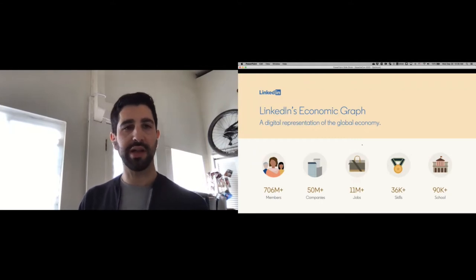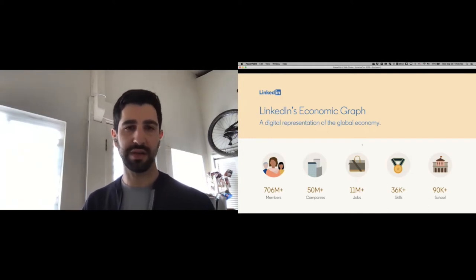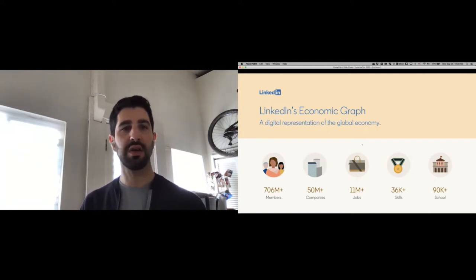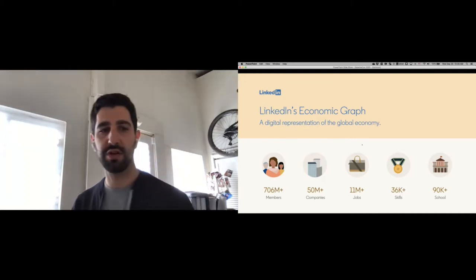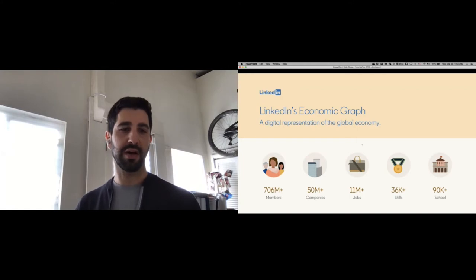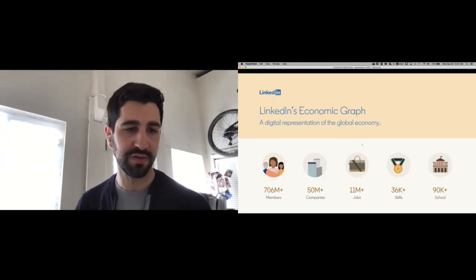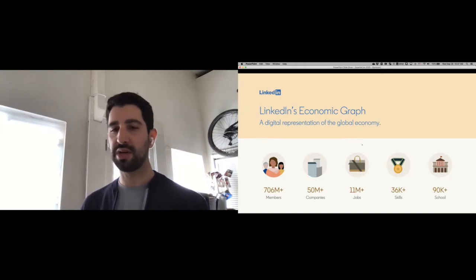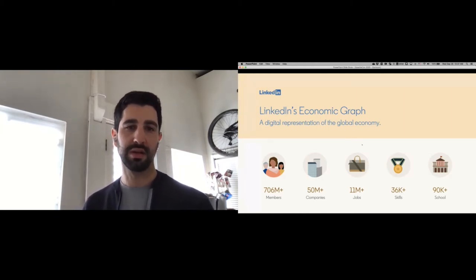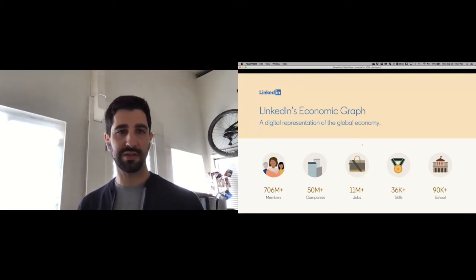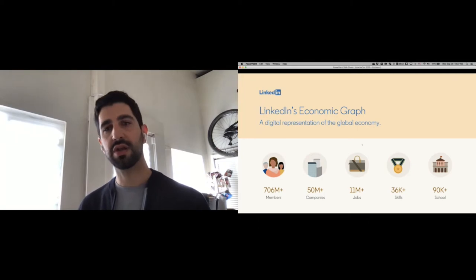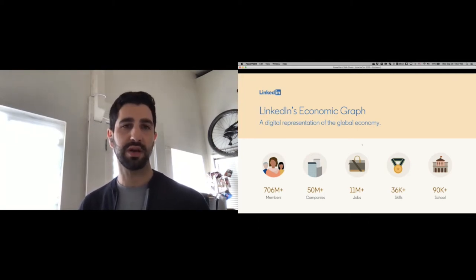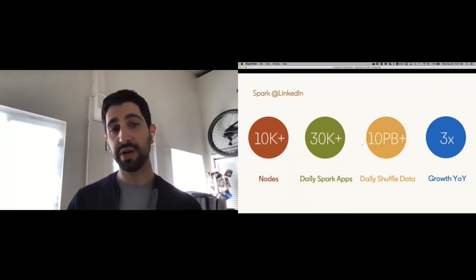So a little bit about LinkedIn. I suppose a lot of you are familiar, but the economic graph is basically our biggest product. You can think of it as what we call a digital representation of the global economy. Our offline infra, as well as our online infra, is basically allocated with the job of serving 700 million members, along with all of the jobs, companies, skills, and schools that are tracked within LinkedIn. So as you can imagine, that is a massive amount of data that we need to deal with and also keep resource utilization efficient.